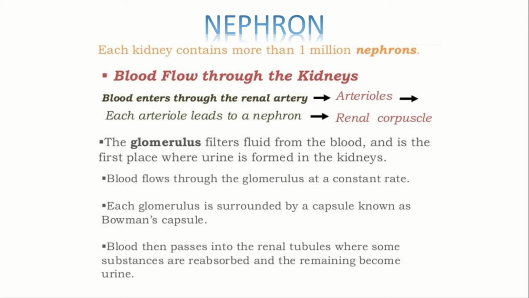Next, blood flows through the glomerulus at a constant rate. Each glomerulus is surrounded by a capsule known as Bowman's capsule. Blood then passes into the renal tubes where some substances are reabsorbed and the remaining become urine.